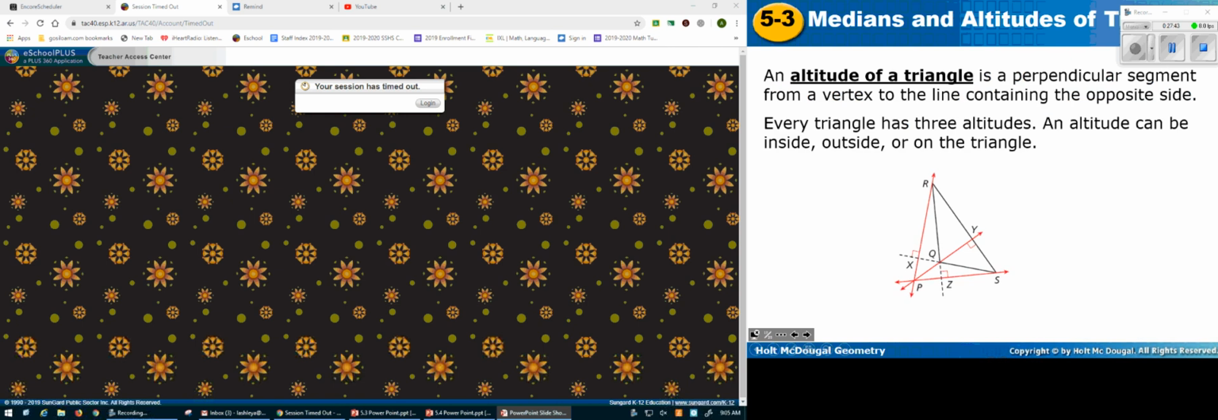All right, last line today in 5.3 is the altitude. So we said this is going to be about medians and altitudes. So medians, vertex to midpoint. Now we're going to define altitude.